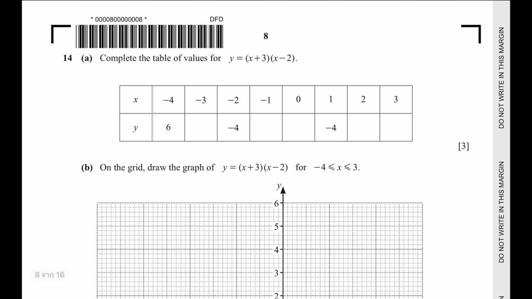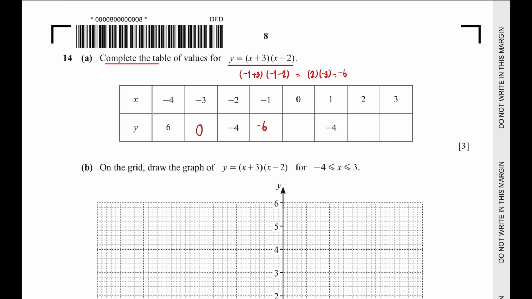Question 14a. Complete the table of values for y equal to x plus 3 times x minus 2. So if x equal to negative 3, the value of y will be equal to 0 because negative 3 plus 3 equal to 0 and 0 times whatever is equal to 0. Then if x equal to negative 1, we will have negative 1 plus 3 times negative 1 minus 2. So it is equal to 2 times negative 3, which is equal to negative 6.